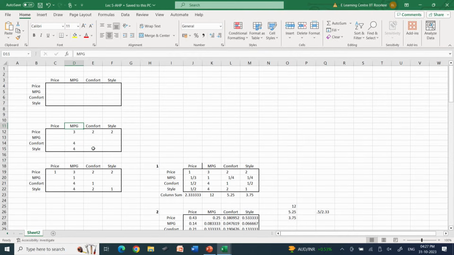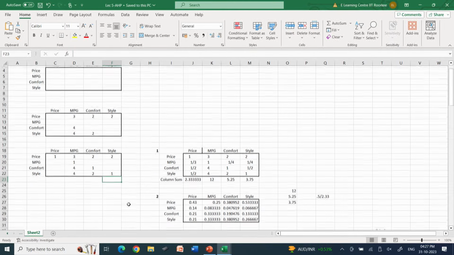For example, here 2, style and comfort. So, style is 2 times more important than the comfort. So, these values 3, 2, 2, 4, 4, 2, I got from the experts, the person who is going to make the decision. You see the diagonal value, obviously it will be 1, 1.